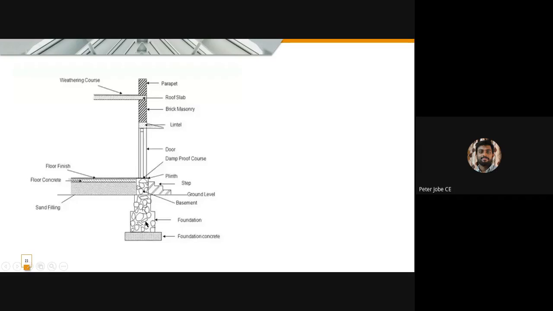Okay, sir. So why, Austin, there are different breadths for a foundation? Why the width of a foundation increases as we move from top to bottom? The width of the foundation increases to increase the surface area so that the weight of the structure is evenly distributed below the foundation concrete. Okay, good, Austin.